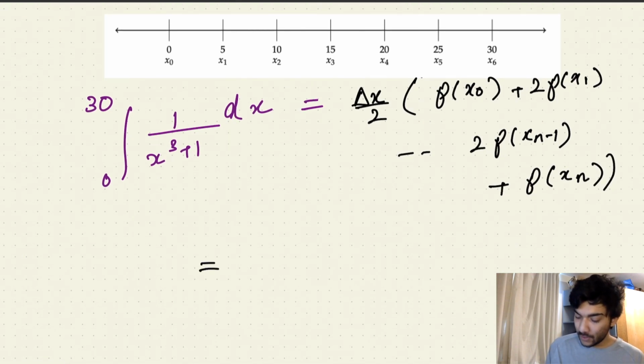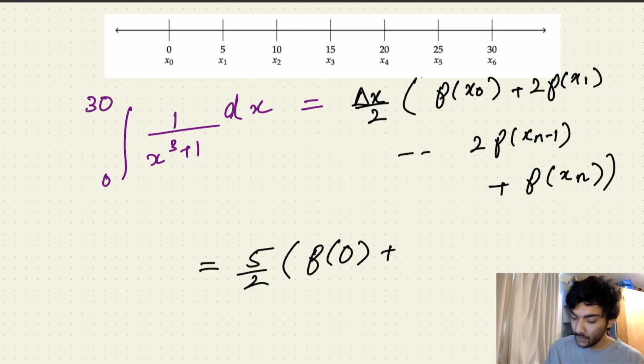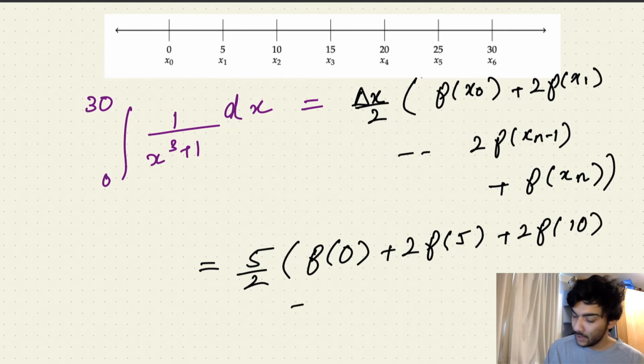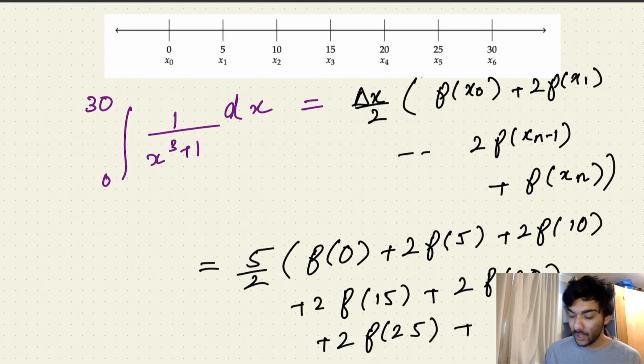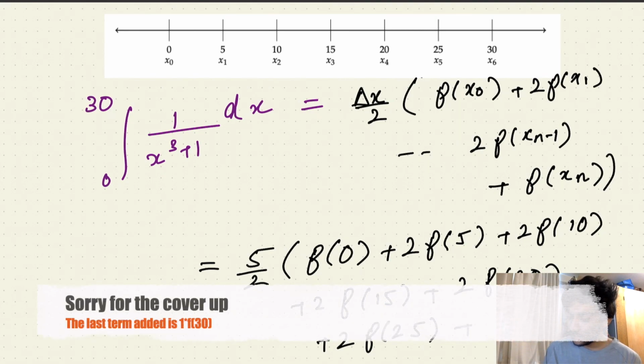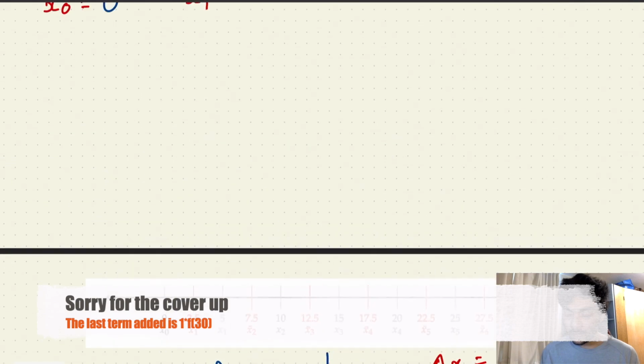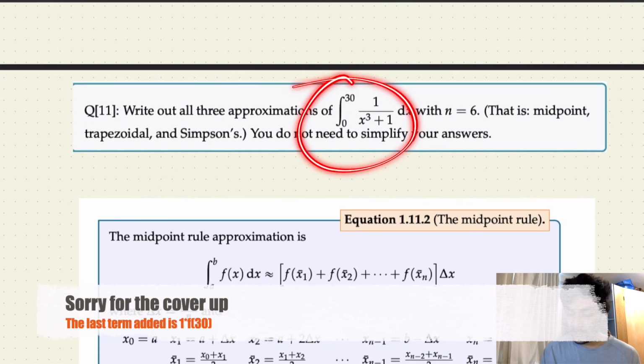So if we use this same formula with delta x as 5 in this case, it would be 5 by 2, and the inner expression would simply be f of 0 plus twice of f of 5 plus twice of f of 10, and the same pattern again, 15, 20, 25, and then for the last term you'll have 1 as your coefficient. So it would be 1 times f of 30 in this case. And if you calculate this expression over here, you will basically calculate the trapezoidal rule approximation for this definite integral over here.